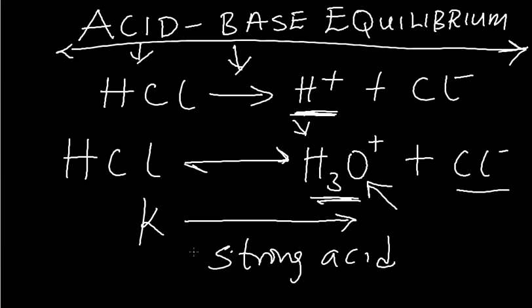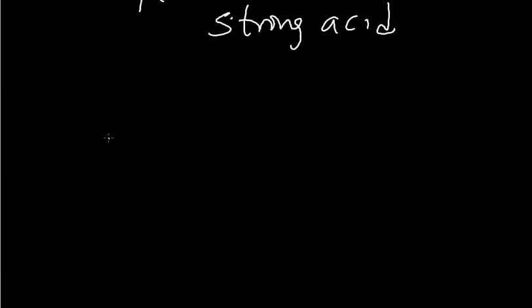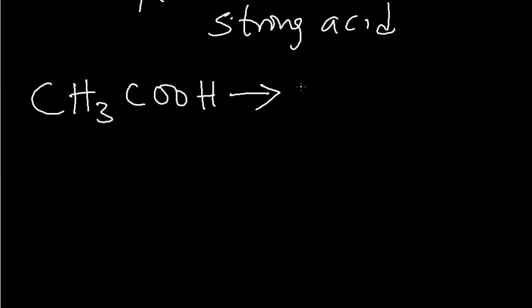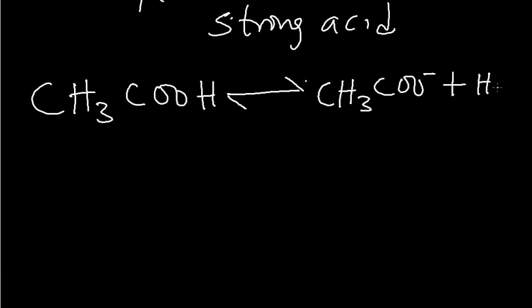So I think this is basically what I need to explain. I can also write the equation of a weak acid. You know how this is going to be. This is also a reversible reaction, in which the negative ion is CH3COO-, and of course plus the positive ion. All right, I hope that is well understood.